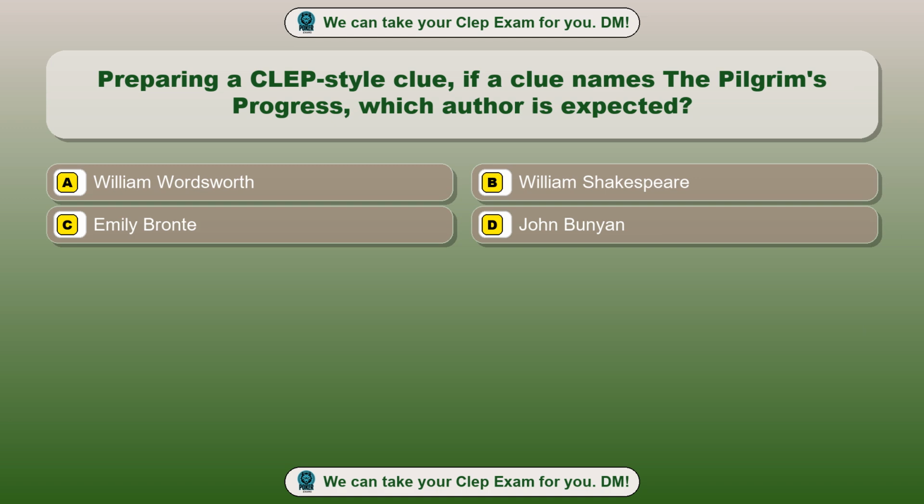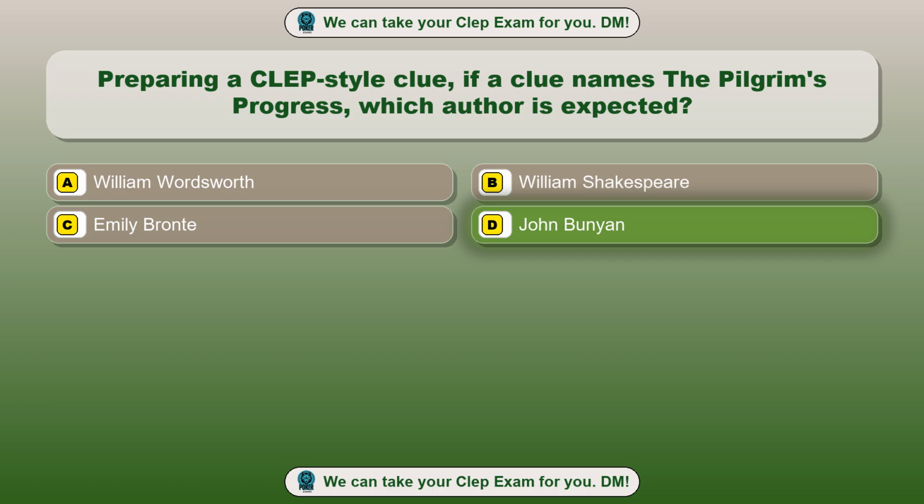Question 87. Preparing a CLEP-style clue. If a clue names the Pilgrim's Progress, which author is expected? Option A. William Wordsworth. Option B. William Shakespeare. Option C. Emily Bronte. Option D. John Bunyan. The correct answer is option D.